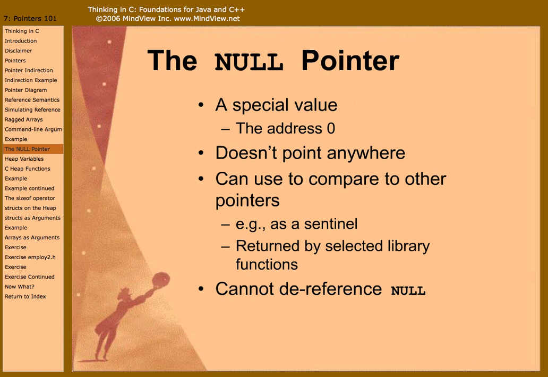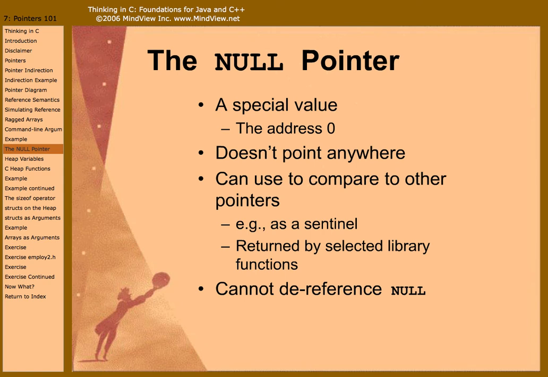It's a special value, and it really doesn't represent any address. You can think of it as the address 0, although numerically it doesn't have to be 0. Nonetheless, it behaves that way, meaning that it's an invalid address. You're not allowed to point there, not allowed to use it. The only reason we use null is for comparison to other pointers, and so we use it as a flag in certain instances to indicate that we do not have a valid pointer.